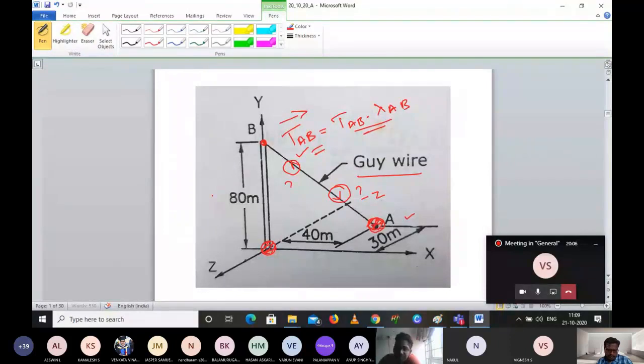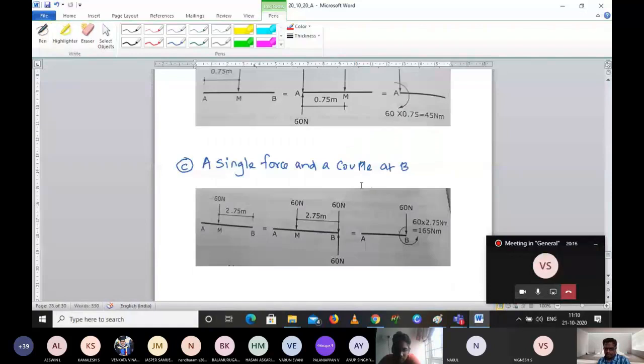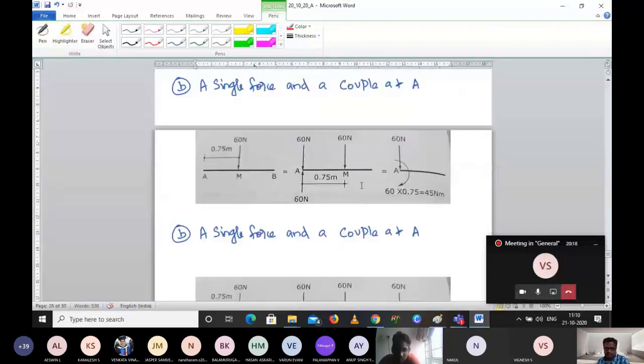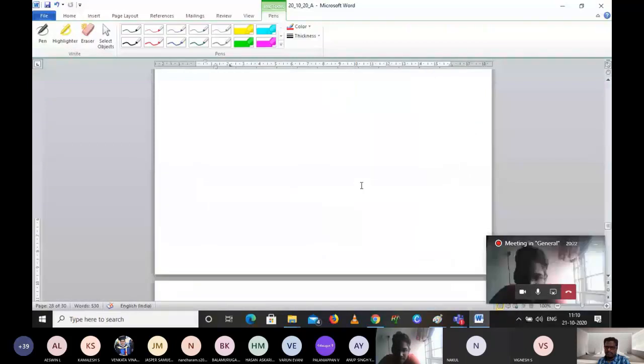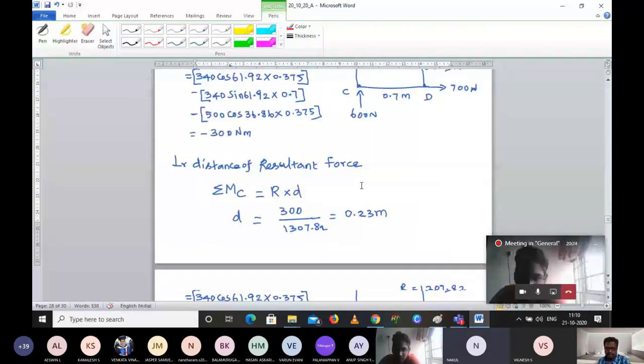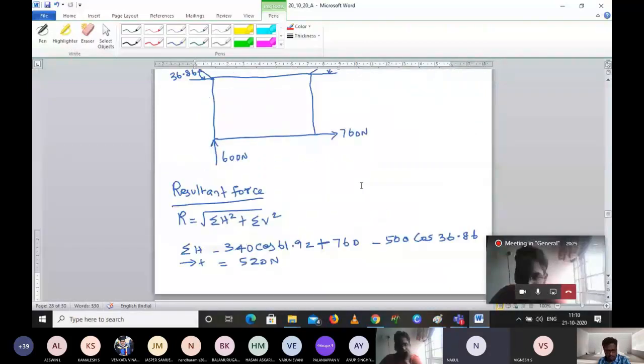They have given a tower that is 80 meters. So you have to calculate the coordinates of A and B and then the tension. Very simple one. Any of you having doubt in this? No sir. Okay, fine then. Sir, could you just show the answer for that question? Yeah, sure, I will do that.